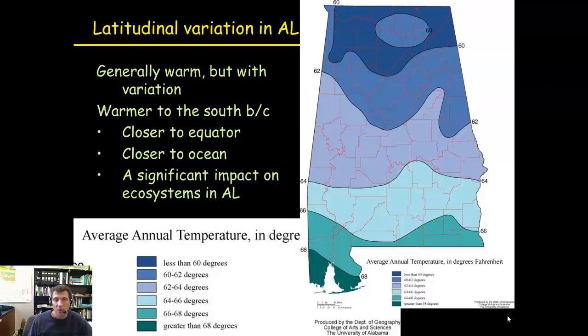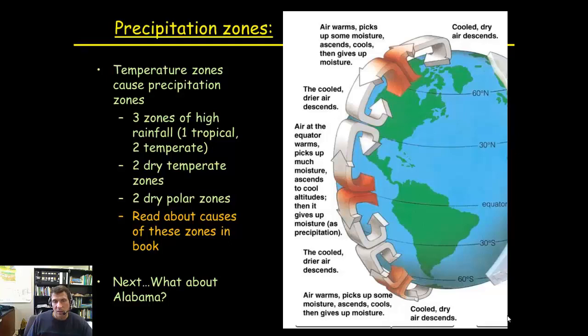And overall, these differences in temperature variation have a lot of impact on ecosystems in the state. I'll end here and say that this concludes part 1 of Unit 5's presentation on climates and biomes.